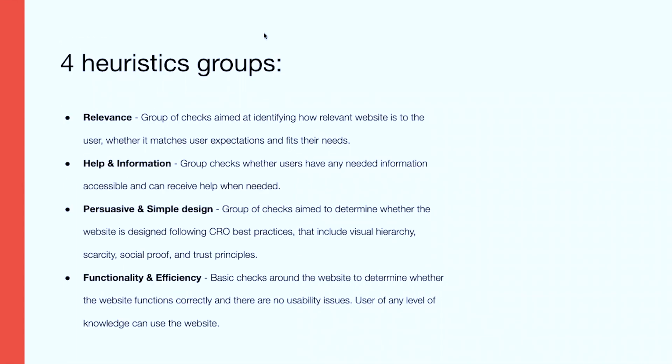There are different frameworks and different methods for how you can conduct a heuristic evaluation. There are plenty of them online, but over the years, we developed our own. Basically, we check the website for 4 main heuristics. The first one is relevance, then help and information. We also evaluate persuasive and simple design, and we also check whether the website is functioning correctly.